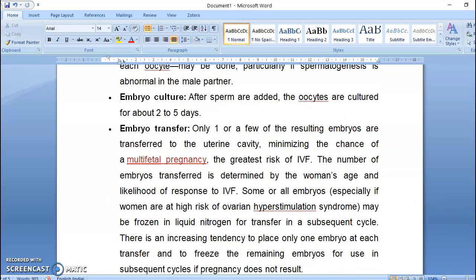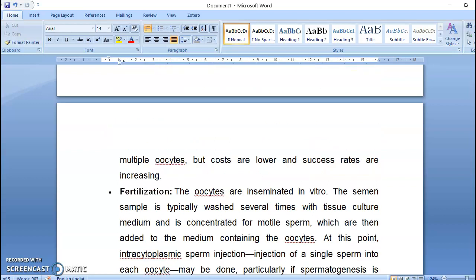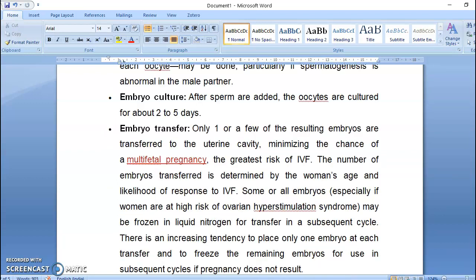After which it can be transferred. Once the fertilization is complete, the next step is embryo culture. Once the single cell is formed, it is allowed in the media to undergo further multiplication. About 2 to 5 days it is kept in the media itself, after which, once the embryo is developed, it is transferred. Only one or a few of the resulting embryos are transferred into the uterine cavity, and this reduces the chance of multi-fetal pregnancy.